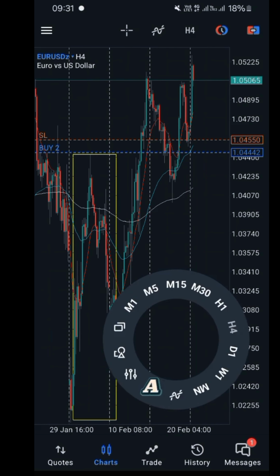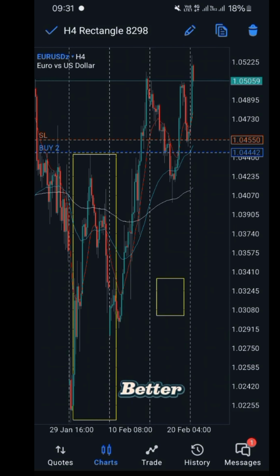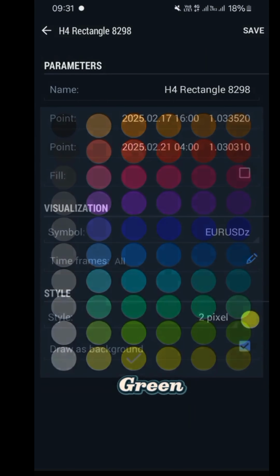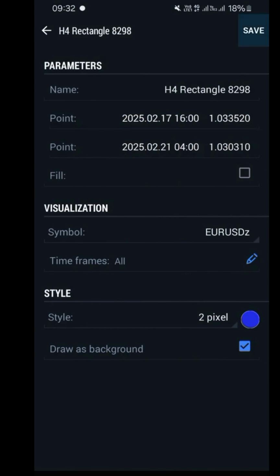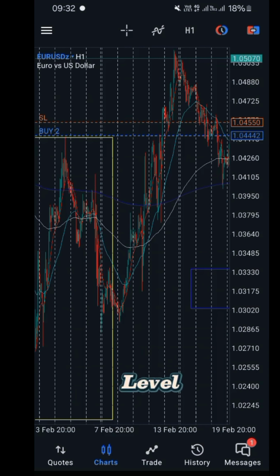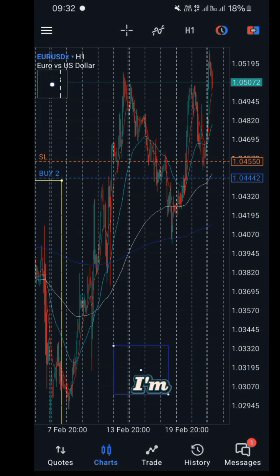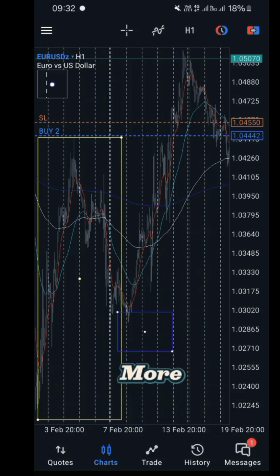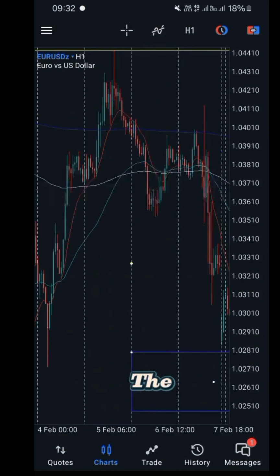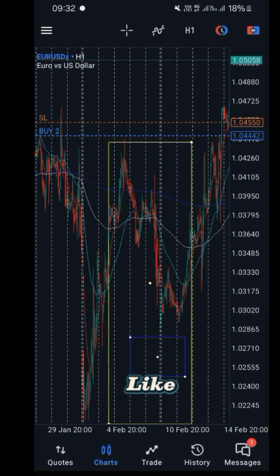I will use a different color here so that I can annotate this better for you. I'll use blue, and we're going to be focusing on the H1 time frame. So this is level counting. If I can bring this over this side, I'm just going to take you back a bit, but I'm more focused on the recent price action. I don't really like going too far back.